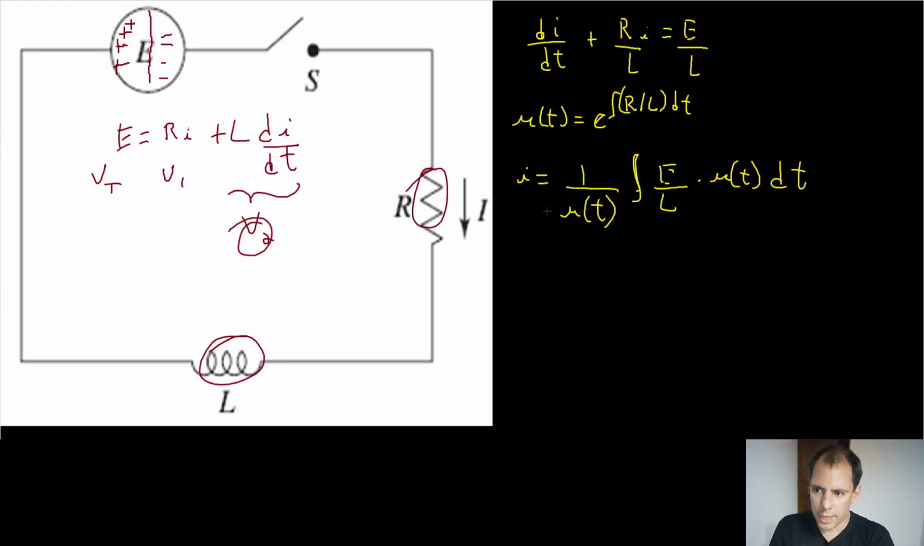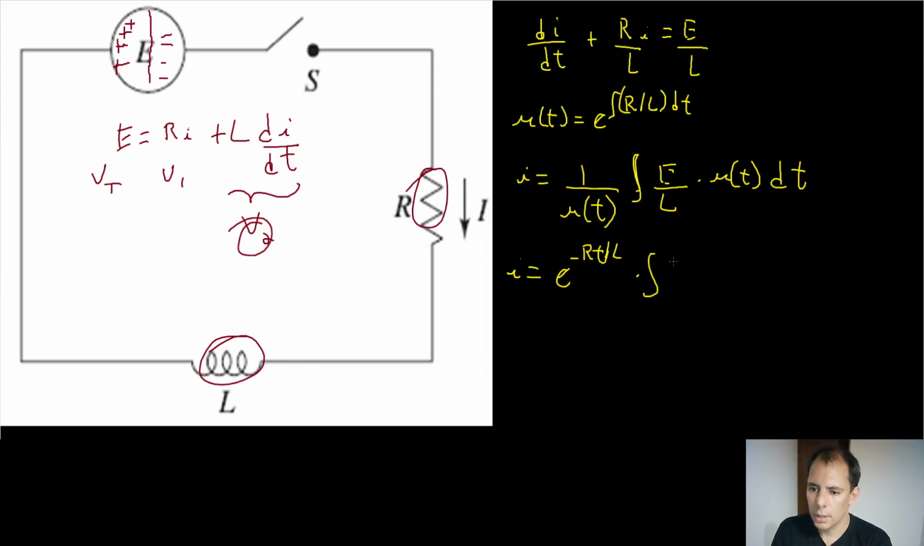Now, if we do that, I think there's more space down there. Okay. So if we do that, you see what you're going to have is I equals, this thing is 1 divided by this, so it's just going to be e to the, well, you can integrate this stuff, okay? It's going to be e to the RT divided by L, but because this is in the denominator and I'm putting it in the numerator, it's going to be e to the minus RT divided by L, right? Times the integral of what?